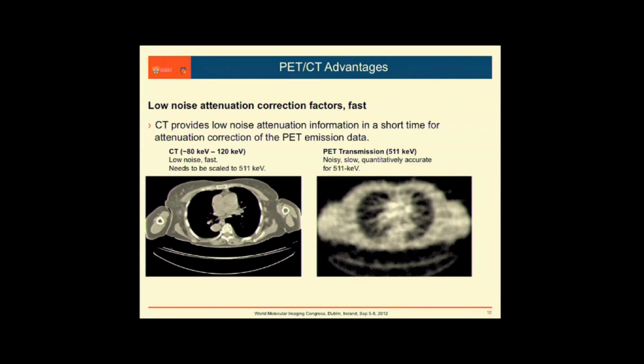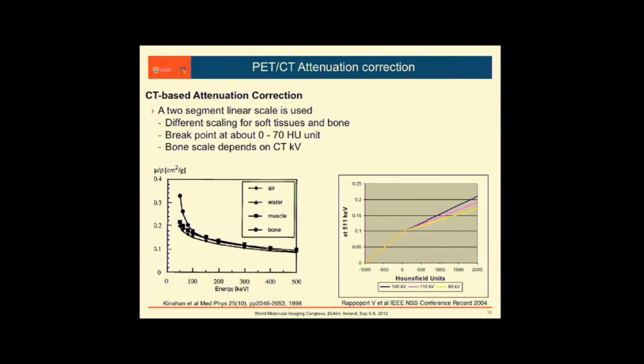One problem, however, is that the CT scan is performed with low-energy photons, which are attenuated differently to the high-energy PET annihilation photons. We therefore have to apply a scaling to correct the Hounsfield numbers in the CT image to attenuation values appropriately for 511 keV photons. And this scaling is not a simple scale factor, but it varies with the density of the tissue.